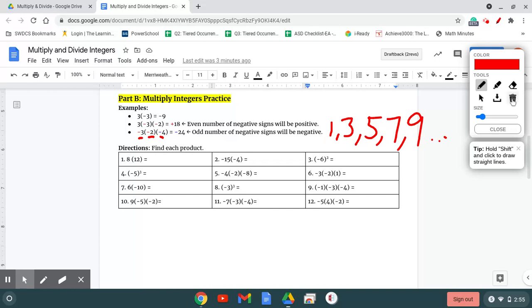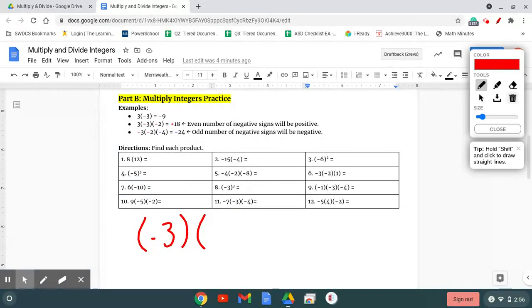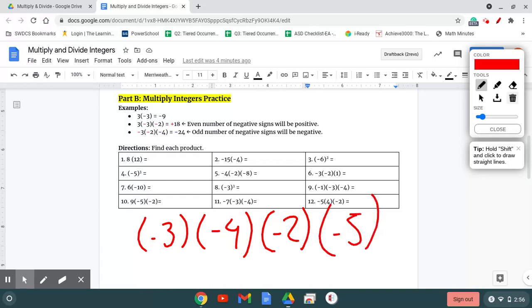So let's do an example super quick over here. So say I have negative, I'm going to have to write with my finger, this isn't working. -3 times -4 times -2 times -5 times 6. What is my answer going to be? Is my answer going to be positive or negative? Think about the rules that we just discussed. Is my answer positive or negative?